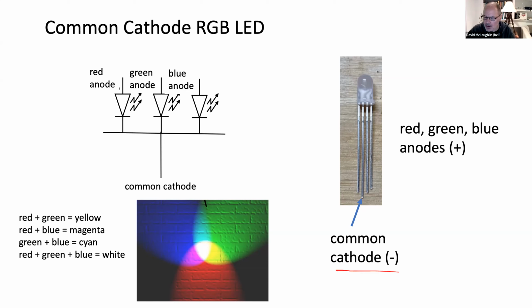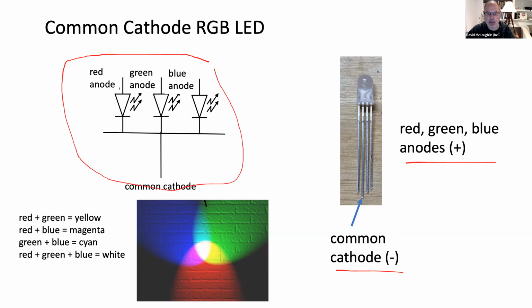The one long lead is the common cathode, and then it has the 3 shorter leads, which are the anodes, the plus side for red, green, and blue. And then here's the schematic for it. If you were to hook that up, each of those anodes needs its own resistor, right? You could then ground the common cathode, and you could run voltage across it and get it to glow.